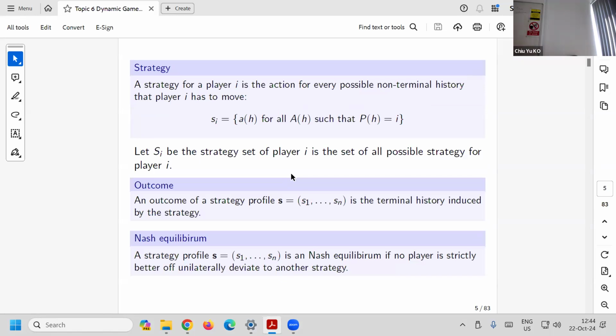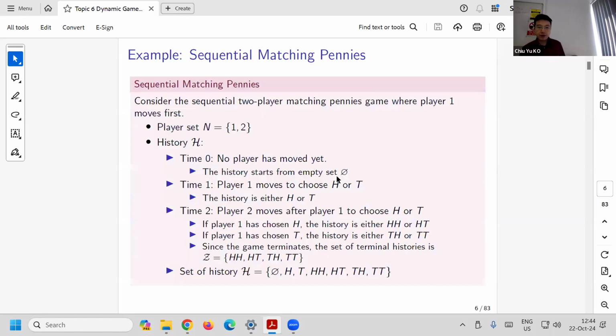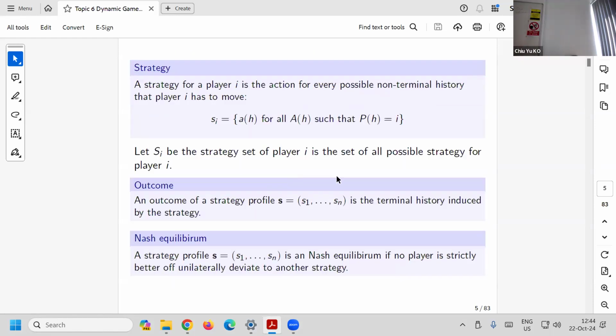So some terminology before we make sense of these with some examples. A strategy will say, for all histories where that player has to move, what he can do. And the strategy profile will be the set of strategies for all players.